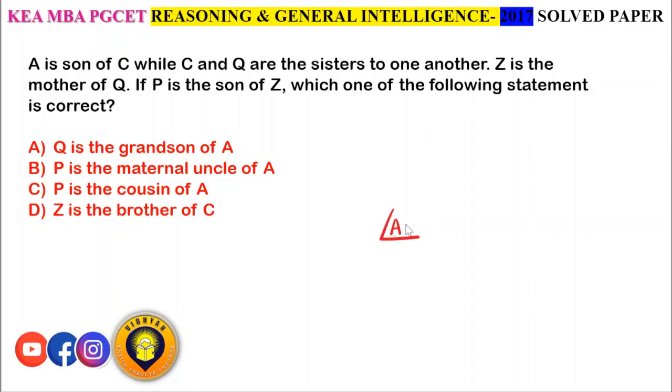So I'll denote like this. Triangle denotes male person, circle denotes female person. Now A is the son. Son means he is a male person. So he is the son of C. Okay, C is the parent of A. Now you don't know what is the gender of C.